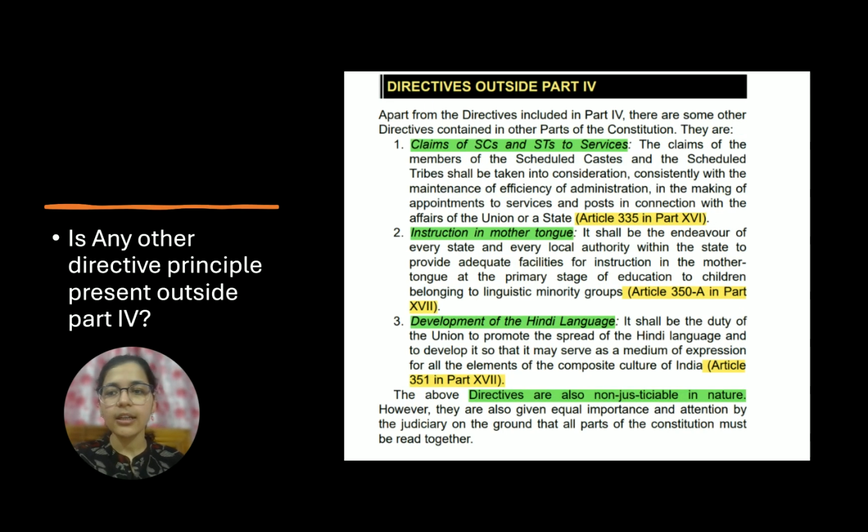Now the next question, is any other directive principle present outside Part 4? And the answer is yes. There are a few principles which are important but not part of Part 4 of the Constitution. That is Article 335, claims of SCs and STs to services, Article 350A, instruction in mother tongue, and Article 351, development of the Hindi language. These directive principles are also non-justiciable, just like the DPSP in Part 4.